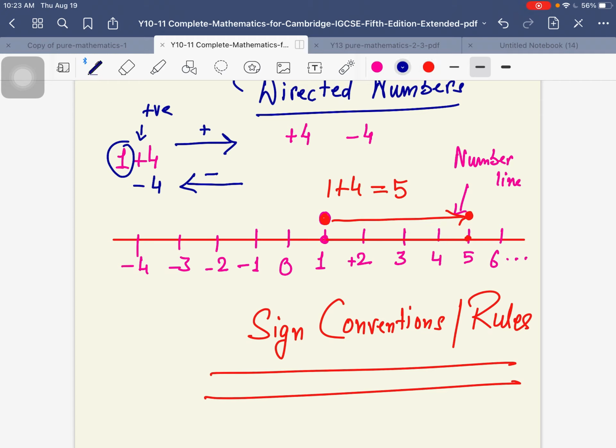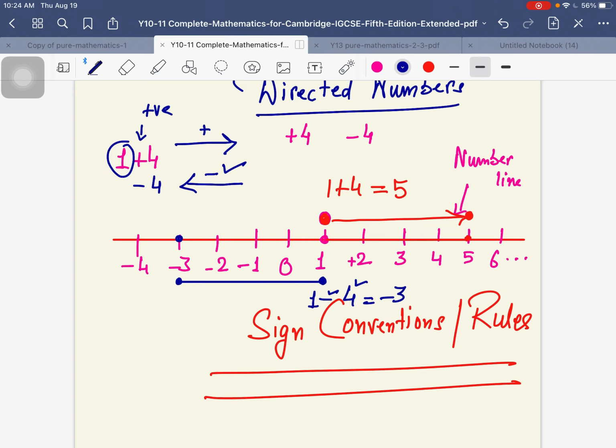Now, I mark 1 down here. I want to calculate 1 minus 4. So now minus 4 means I should move leftwards from the starting point 1. From the 1, I will move 4 units left. Why left? Because of this minus symbol. I move 4 units left: 1, 2, 3, 4. I stop here. This is negative 3. So positive 1 minus 4 is negative 3.